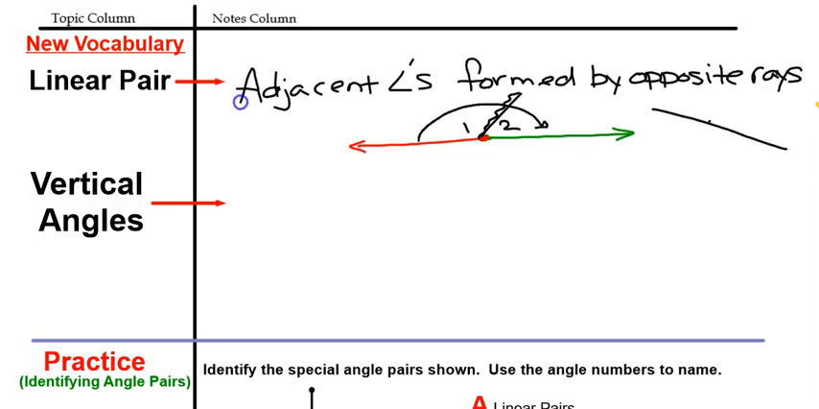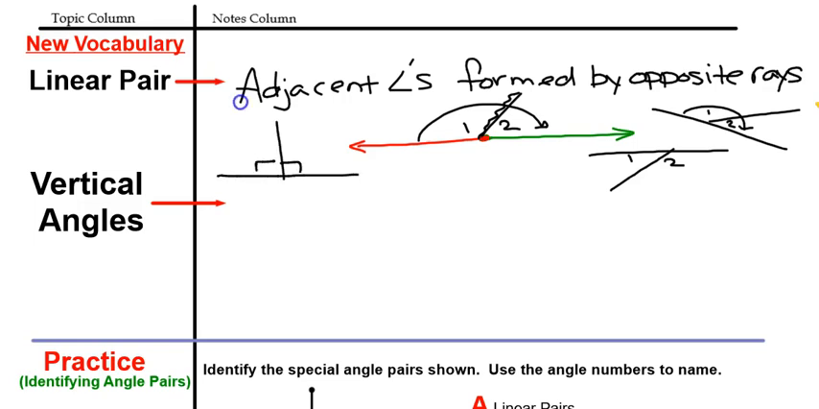So, a linear pair can be upside down. They can be 90 degrees. All of these are examples of linear pairs. Two angles that make a straight line that are adjacent to each other.